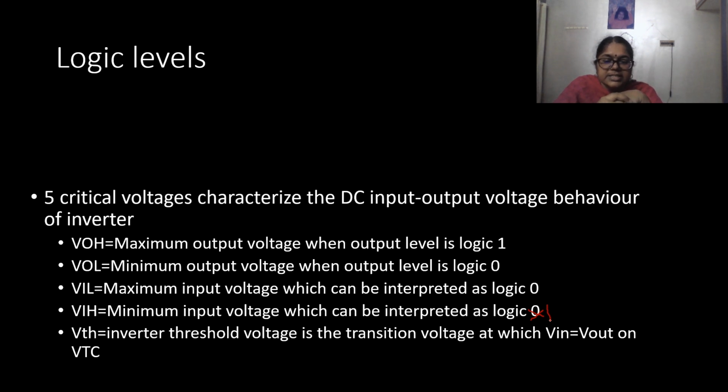The VTH is the inverter threshold voltage. It is the transition voltage at which Vin is equal to Vout on the VTC curve. That is the region C. As I told you, the point at which Vin is equal to Vout is equal to VDD by 2, and it is equal to the threshold voltage of the inverter.